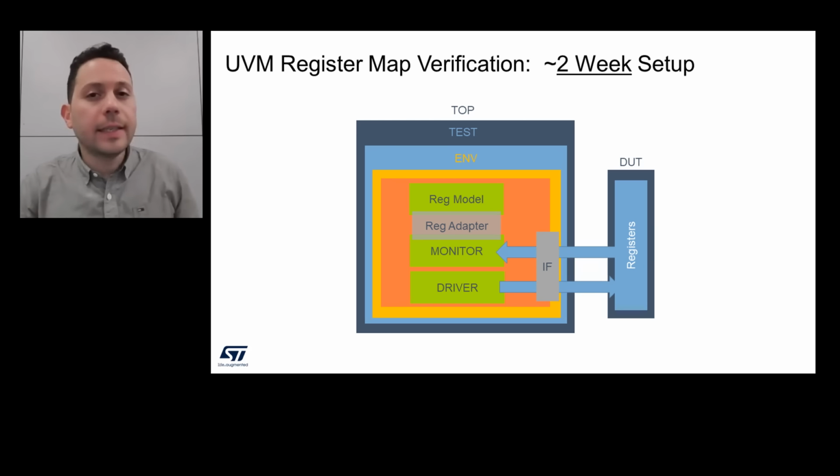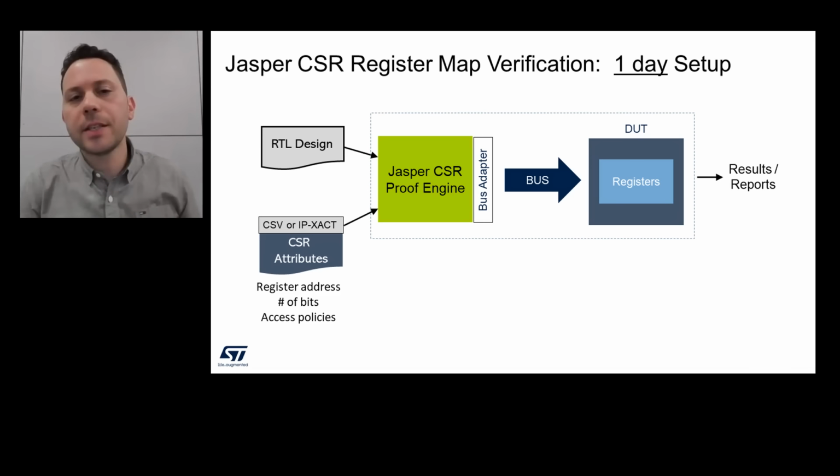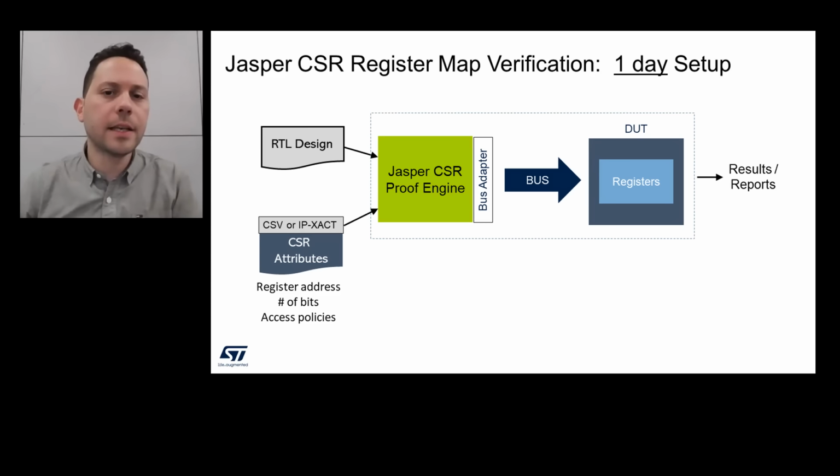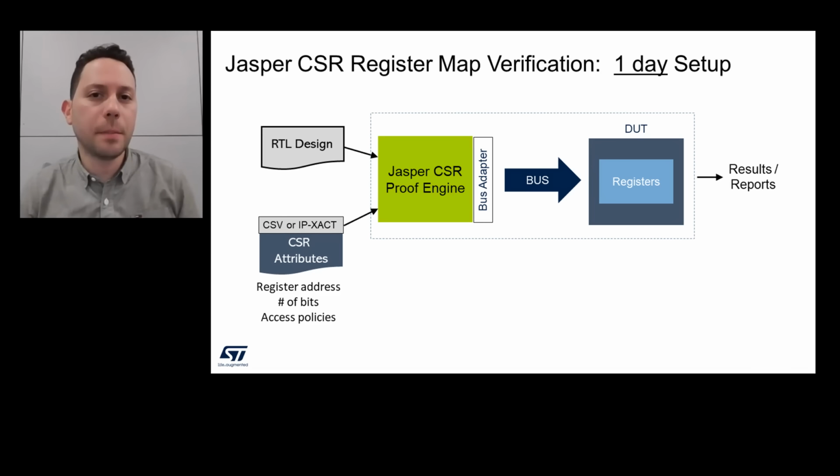And additionally, the test bench is written manually by a verification engineer. It means the quality of the result depends on the test bench quality. Instead, Jasper CSR uses a formal verification approach. It compiles the RTL and transforms it into a mathematical model of explorable states. And the Jasper formal engine knows how to reach any state.